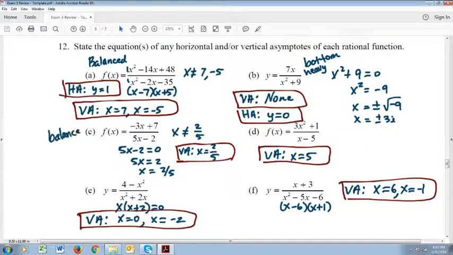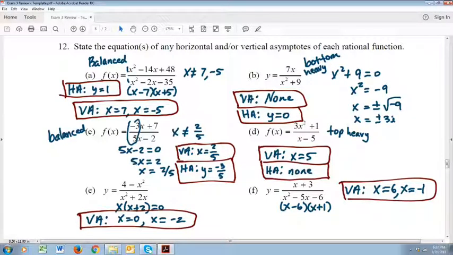Letter C is also, like letter A, balanced. And so the coefficients here are negative 3 over 5. So y is going to be negative 3 over 5. On letter D, this time the degree in the numerator is bigger. We're what we call top heavy, which means we're not going to have a horizontal asymptote.